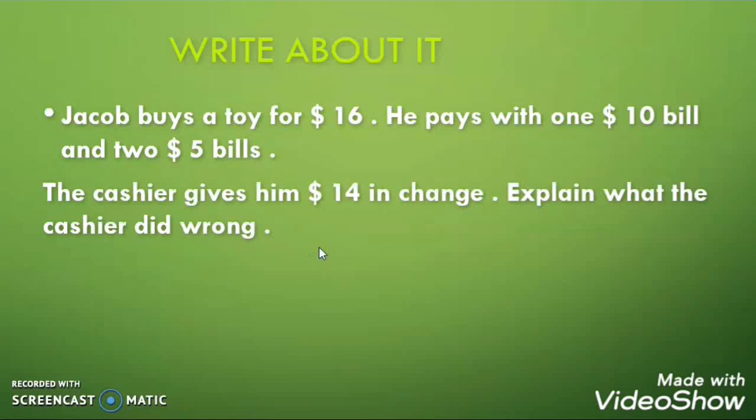The cashier gives him $14 in change. Explain what the cashier did wrong. So he gives the cashier $20 and the toy is $16. Then the cashier gives him $14. Wow, it's too much money. Let's see what's wrong. Excellent. 20 minus 16 equals just 4. The cashier gives him 10 too much, or 10 more.